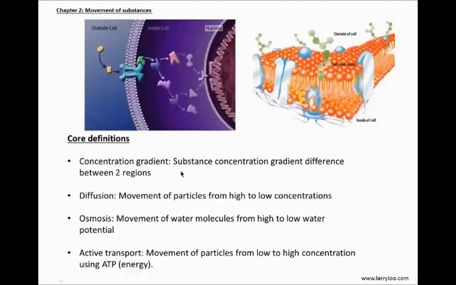Concentration gradient is defined as the concentration gradient difference of a substance between two regions. This is important as some of the concepts we talk about later will depend on this concentration gradient. Diffusion is defined as the movement of particles from high to low concentration. Osmosis is defined as the movement of water molecules from high to low water potential. Note that the difference between diffusion and osmosis is that osmosis only applies to water molecules.